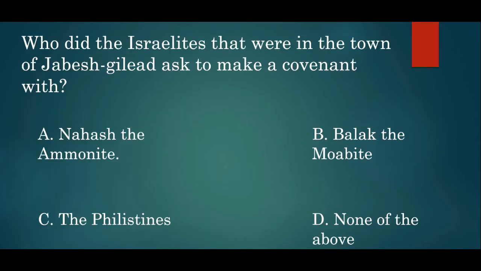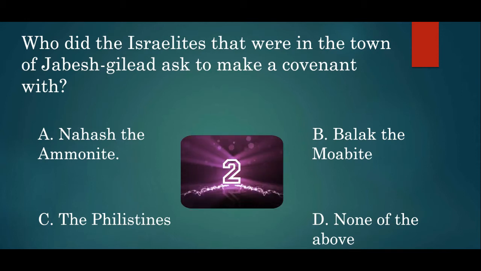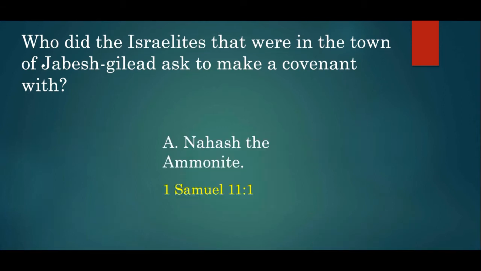Who did the Israelites that were in the town of Jabesh Gilead ask to make a covenant with? A. Nahash the Ammonite, B. Balak the Moabite, C. the Philistines, D. none of the above. The correct answer is A. Nahash the Ammonite.